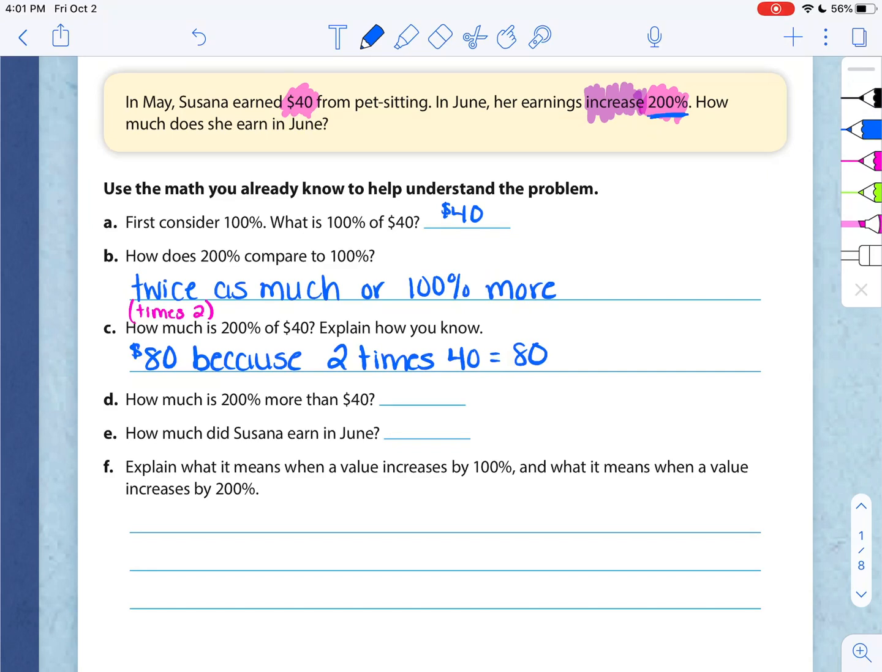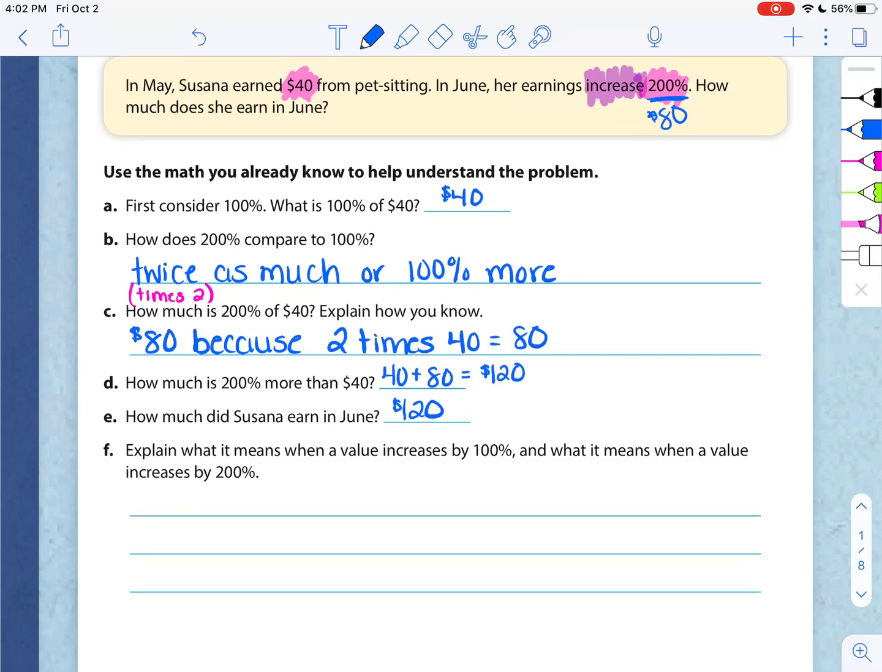How much is 200% more than $40? So remember, in May she earned $40, and then it increased by 200%, which is, we now know, $80. So how much is 200% more than $40? $40 plus $80 is $120. So a 200% increase would mean she would earn $120 in June.